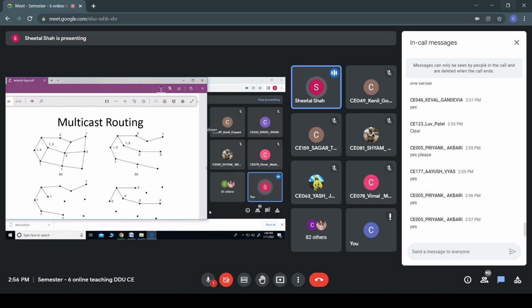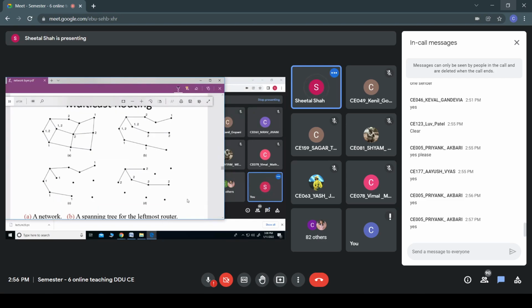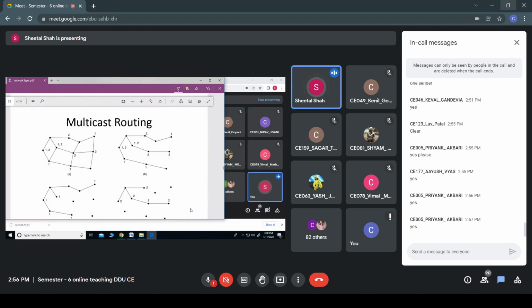Hope everyone is clear. I'll continue further with the next topic, that is multicast routing. So what is the difference between broadcast and multicast?